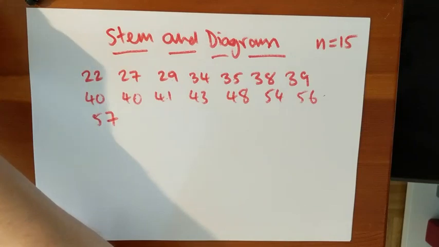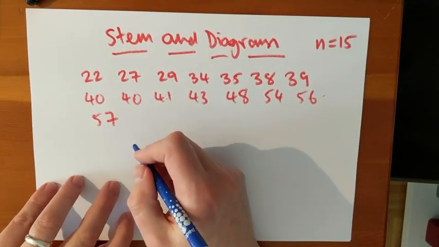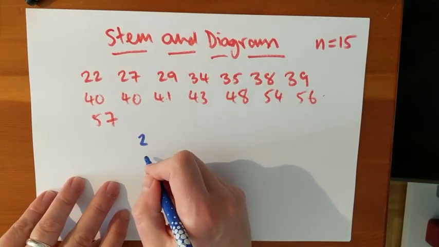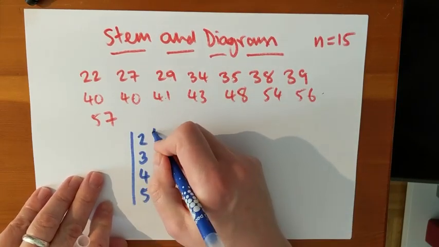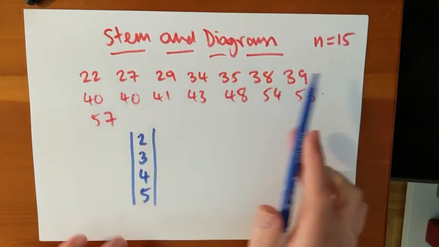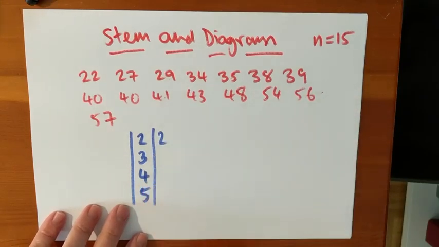I'm going to put these into a stem and leaf diagram by first of all forming a stem. So this is going to be the beginning of each of these numbers. And then the leaves are the end parts of the numbers. So 22 looks like that.